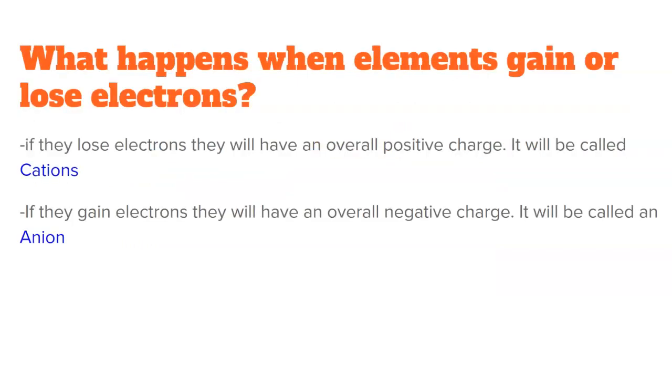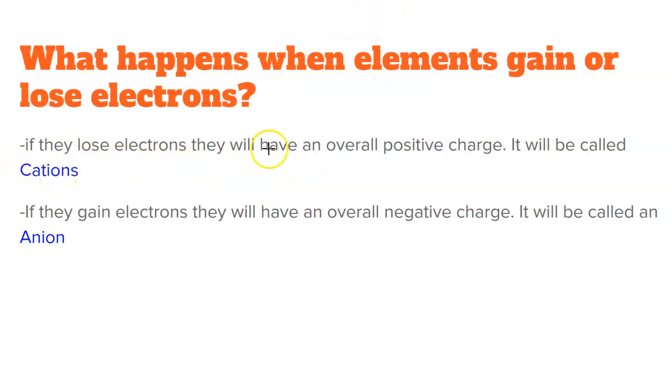Okay. So what happens when elements gain or lose electrons? Well, if they lose their electrons, they'll have an overall positive charge and it'll be called a cation. If they gain electrons, they will have an overall negative charge and it will be called an anion. Let me explain. I think I explained that before, but I'll explain it again. If you have a neutral element, I'm just going to pick lithium, because it's easy. In order for something to be neutral, it has the same number of protons as electrons. Okay, so let's make this into a cation, meaning lose an electron.